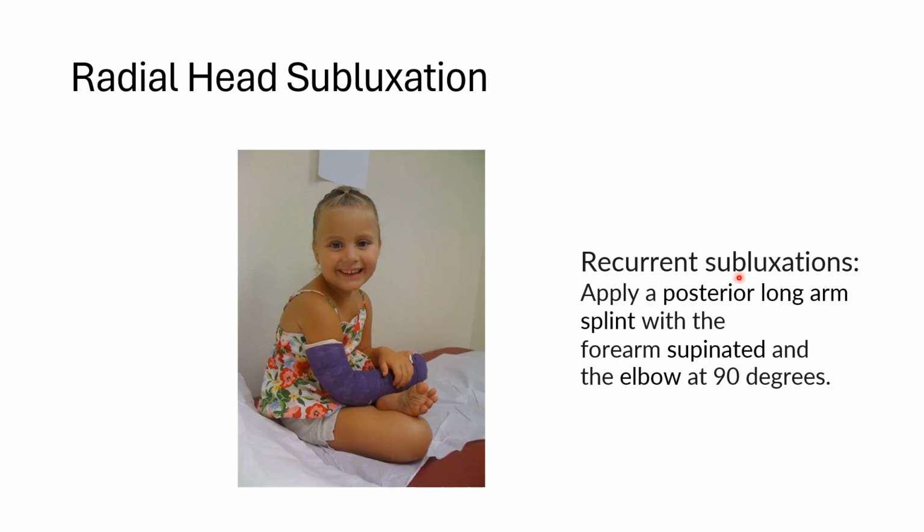In case of recurrent subluxations, apply a posterior long arm splint with the forearm supinated and the elbow at 90 degrees.